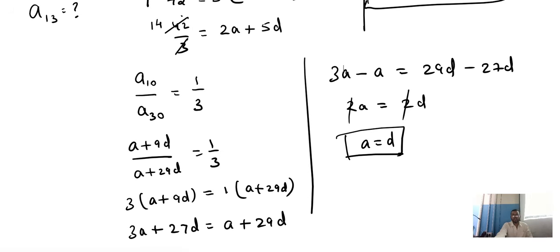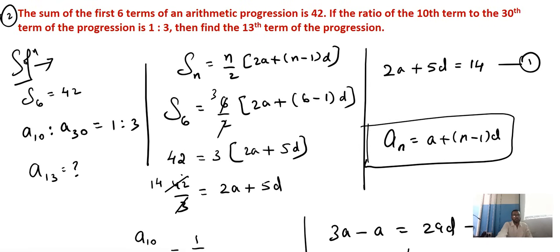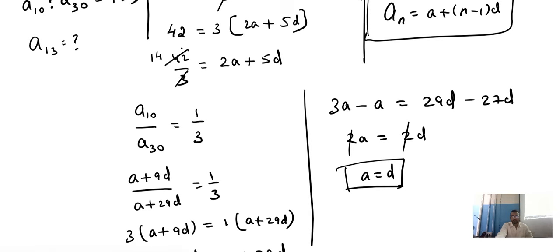Now look at equation 1. What is equation 1? 2A plus 5D is equal to 14. In place of A you can write D, or in place of D you can write A, because A is equal to D. We can substitute either way, as you wish. So 2A plus 5D is equal to 14.